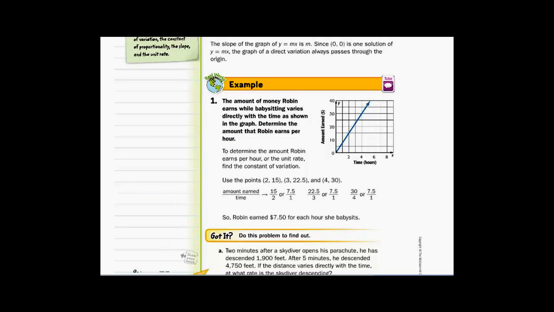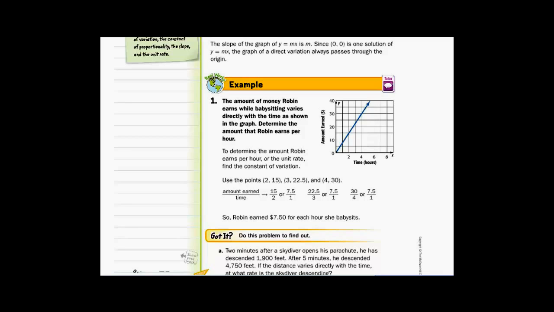All right, so example 1. The amount of money Robin earns while babysitting varies directly with the time as shown in the graph. Determine the amount that Robin earns per hour. So we've just got random points that are on here.